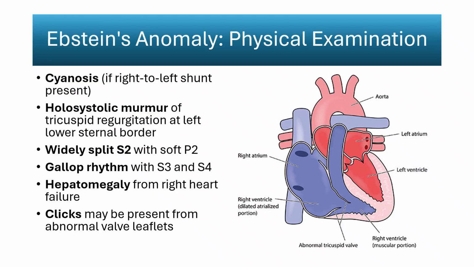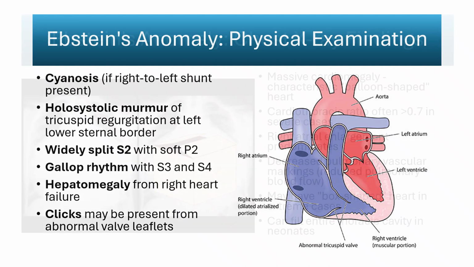Hepatomegaly develops from chronic right-sided congestion, particularly in neonates with severe regurgitation. Abnormal valve leaflet motion may also generate additional clicks, particularly when the anterior leaflet is redundant or sail-like. Taken together, these physical signs point toward marked right atrial dilation, ineffective ventricular contribution, and significant regurgitant volume, providing bedside clues that correlate closely with the underlying anatomy.